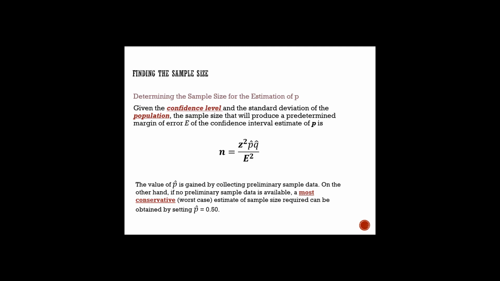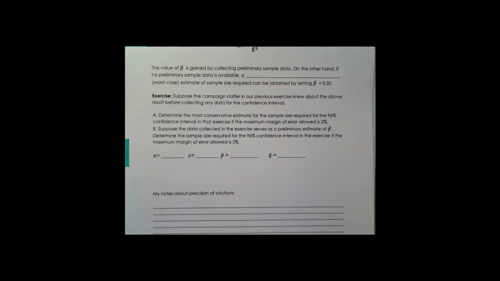So the value of p hat is usually gained by getting a preliminary set of sample data. But if no preliminary data is available, this is important, what we do is we use a most conservative estimate. Now that's really the worst case scenario for us, but the most conservative estimate of sample size means that you set both p hat and q hat to 0.5. So they're both equal, they're both 0.5, and that would give us the most conservative estimate for sample size.